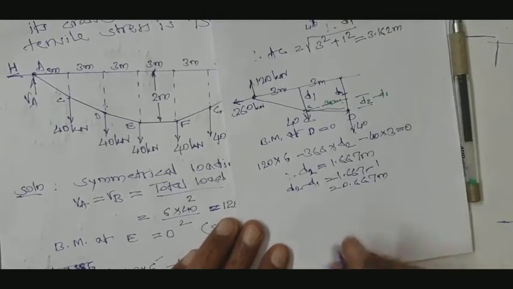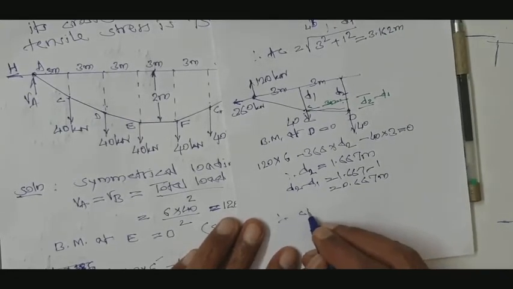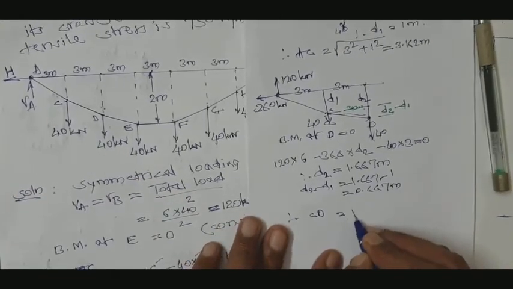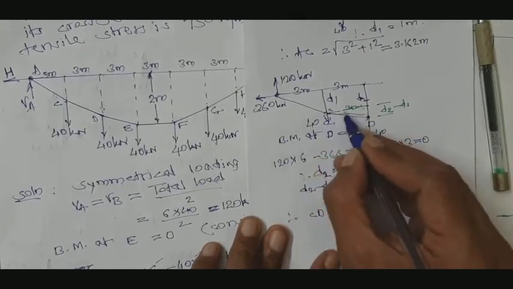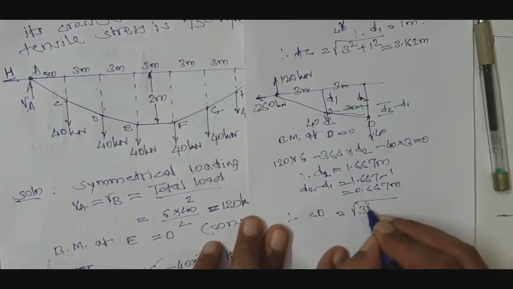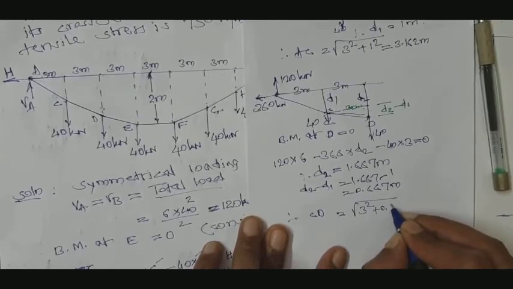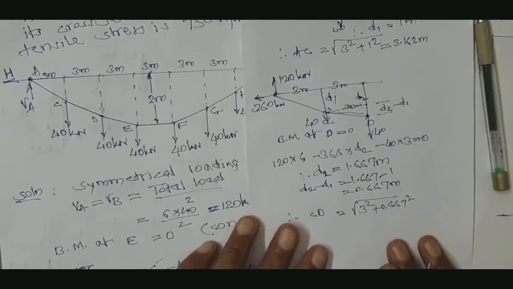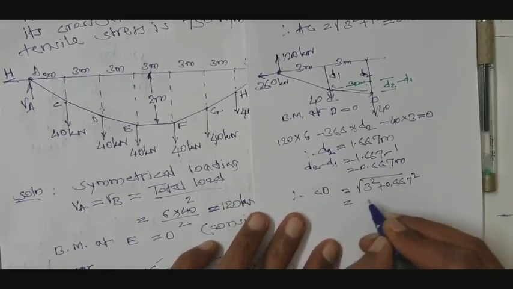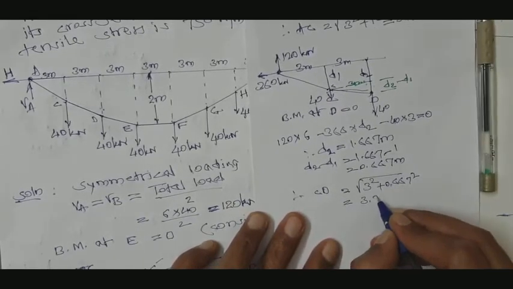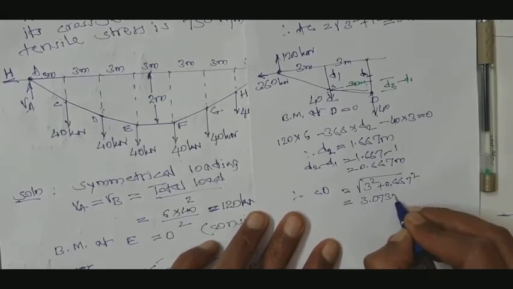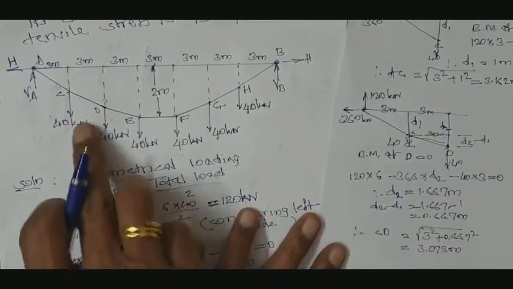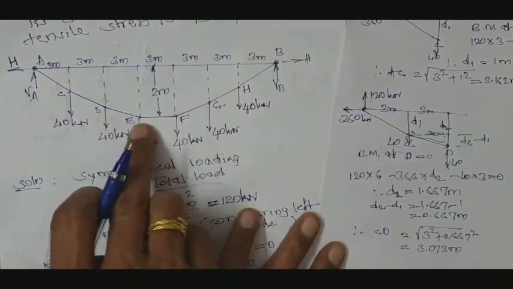So this will become 0.667 meter. Therefore CD equals, root of, again this is the hypotenuse, this square plus this square, that is 3 square plus 0.667 square. So if you simplify that, you will get the length of CD as 3.073 meter. Okay, so now we will calculate the length of DE.